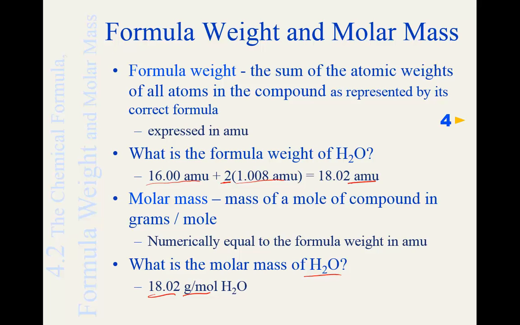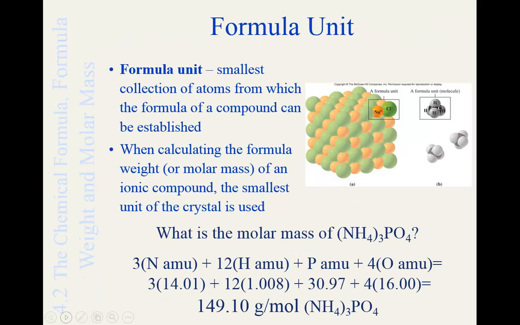It's very difficult to weigh an individual atom or molecule. All right, so formula unit. This is what we were talking about previously. A formula unit is the smallest collection of atoms from which a formula of a compound can be established. So let's do the one on the right here, the methane.